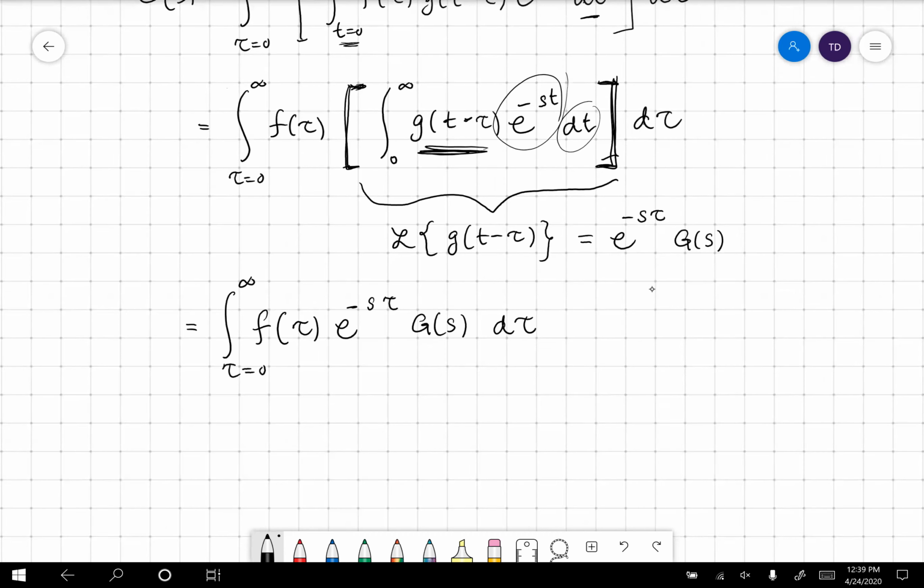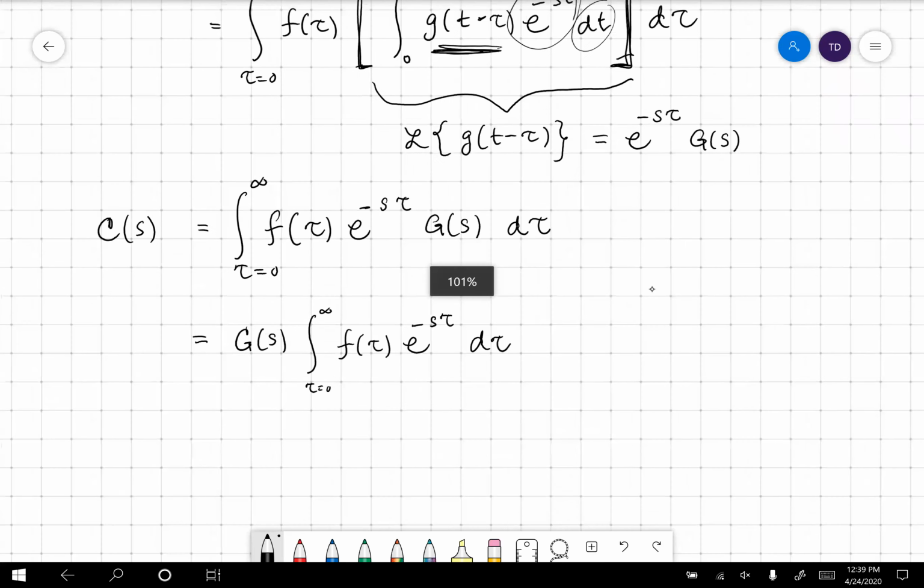Now, just a reminder, this is c of s. What inside of this integral has nothing to do with tau? It can be pulled out of the integral. The g of s. Good. Excellent. So I'm going to pull it out of the integral, and now I'm left with the integral, tau equal to 0 to infinity, f of tau e to the minus s tau d tau. Oh my gosh, what's that integral?